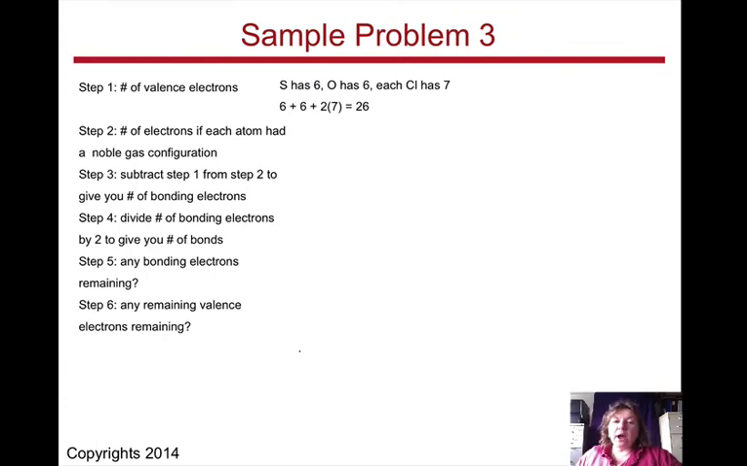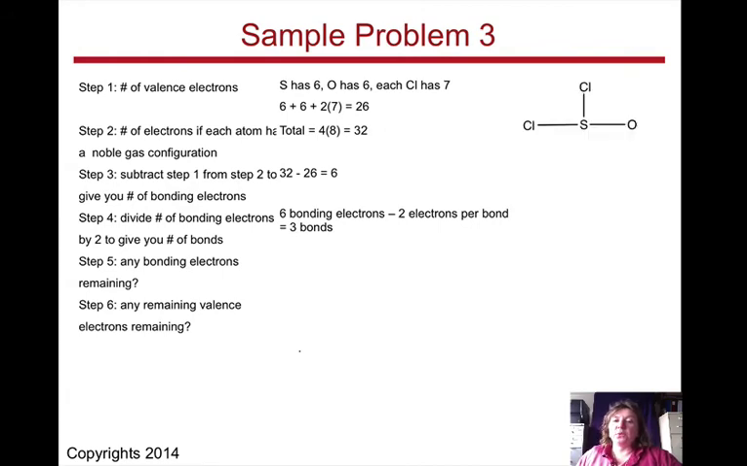So there are 4 atoms. If each one of them had a noble gas configuration, the total would be 32. And now we can do 32 minus 26 equals 6. Now we can say those 6 electrons, we can assign 2 bonding electrons per bond. 6 divided by 2 equals 3. That gives us our structure of a single bond between chlorine and sulfur, chlorine and sulfur, and oxygen.